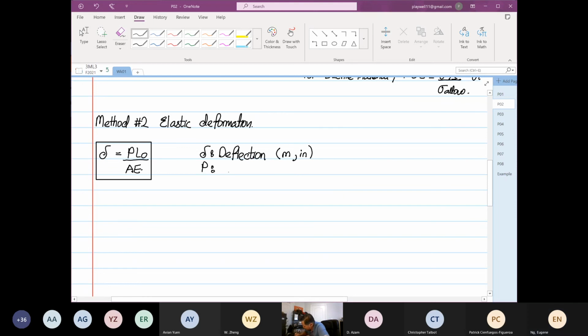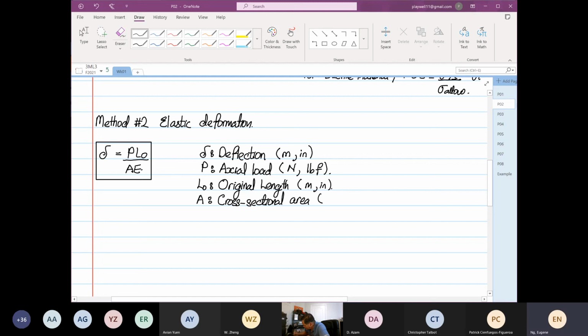P is the axial load, so it can be in Newton or in pound force. L naught is the original length, again in meters or inches. A is the cross-sectional area, in meters squared or inches squared. And then we have E, which is your Young's modulus, in Pascal or pounds per square inch.